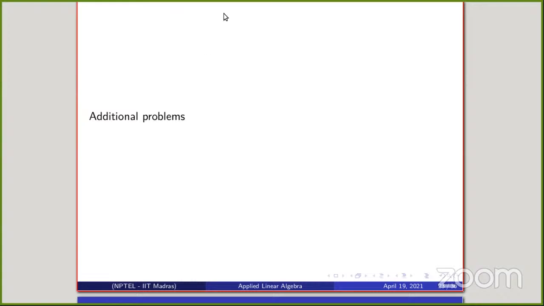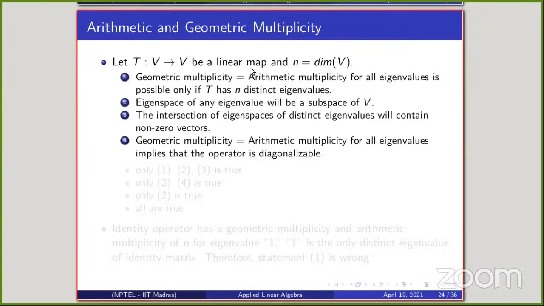Yeah, so in the additional questions, we have 5 to 6 questions again on the contents of week 5 to week 8. The first one is on arithmetic and geometric multiplicity. The question says T is a linear operator on the vector space V, and that vector space V has dimension n. We are given four statements about the geometric and arithmetic multiplicity of eigenvalues, and we need to figure out which of these are correct.